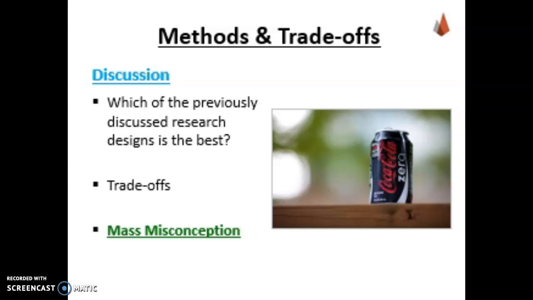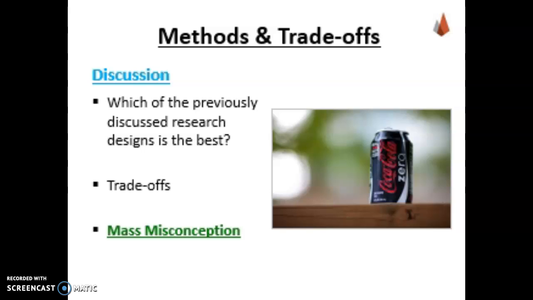Methods and trade-offs. Which of the previously discussed research designs is the best? There is not necessarily a correct answer. All of them have strengths and all of them have weaknesses. There is no such thing as the perfect research design. Research designs are dependent on the questions examined by the researcher, and even the best designed and planned research has trade-offs.